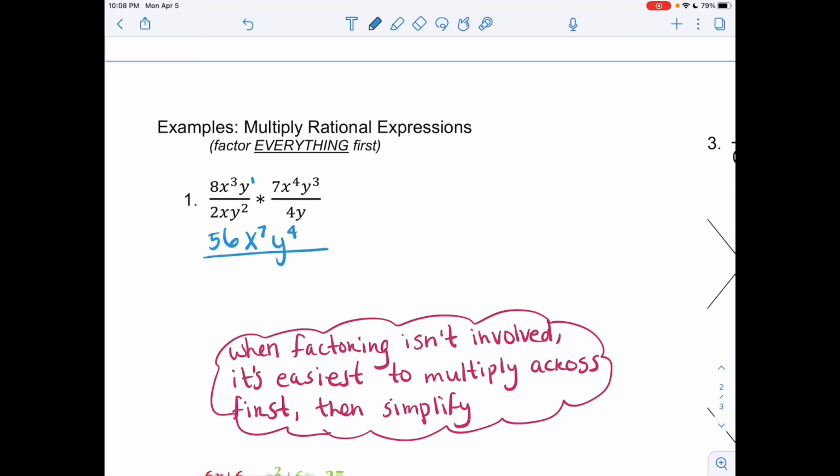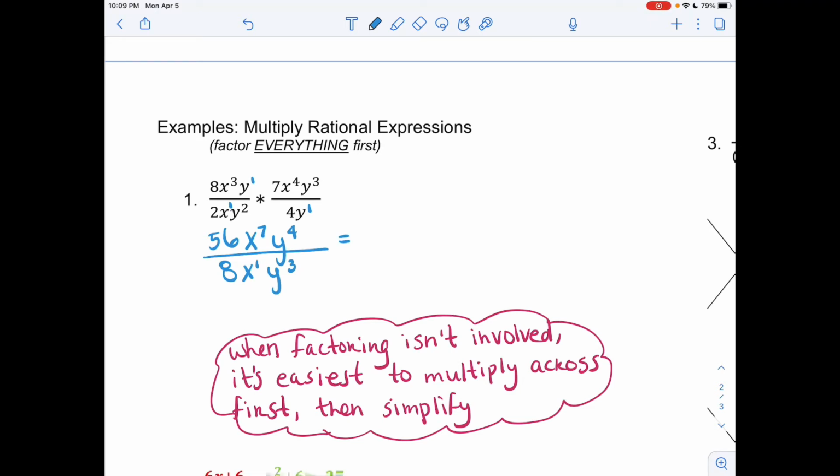This is going to be divided by, let's do the same thing on the bottom. 2 times 4 is 8. I have an x to the first power and no x's here, so just the x to the first power. And then y squared and a y to the first power. So 2 plus 1 is 3, y to the third power. Now what we want to do is simplify this fraction.